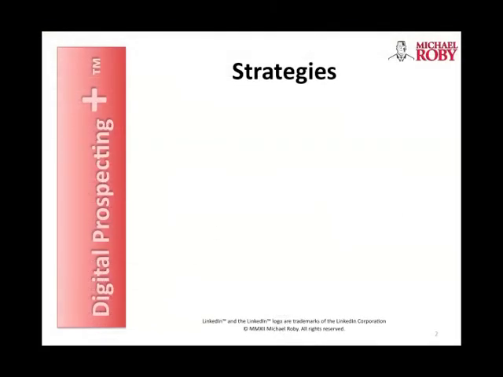Let's take a look at some additional strategies you might want to employ as you build your LinkedIn prospecting strategy. First of all, get introduced to centers of influence, or what I call super connectors. Those are people that have 200, 400, 500 plus connections. If you have a first degree connection with someone like that and you have built a relationship, they can refer you to a lot of business.